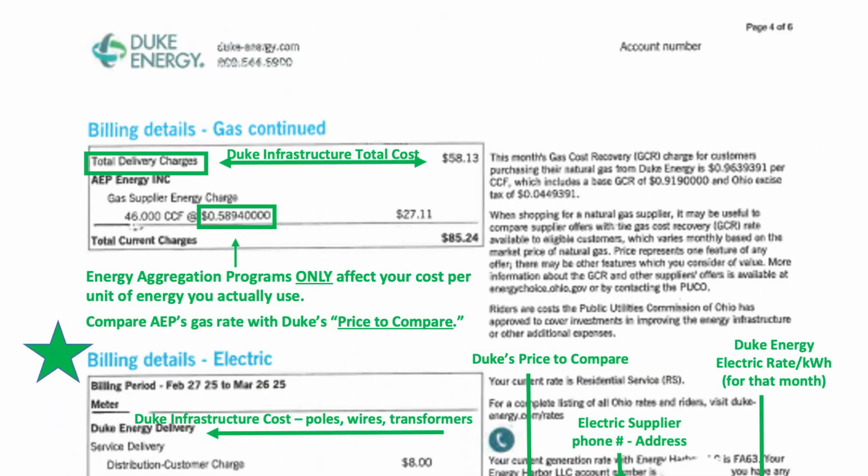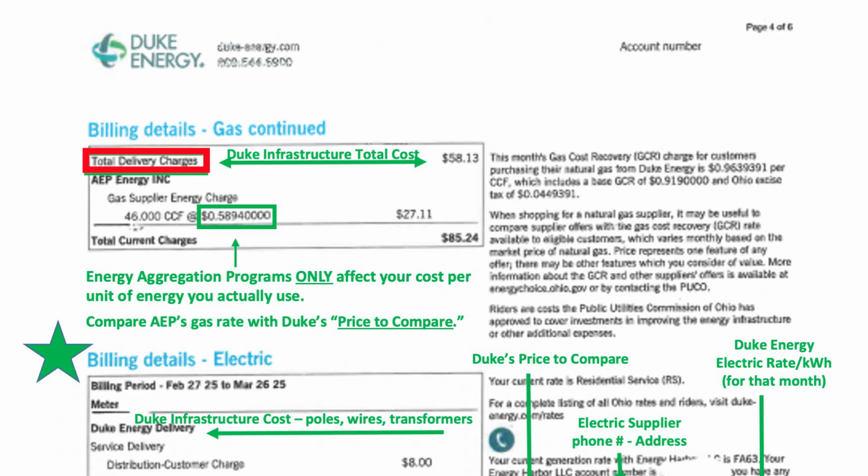So let's turn the page of our bill, and yours might be on the same page. I don't know how it lined up. Let's look at the next section of our bill to see what we're comparing the 91 cents to. It's under Billing Details - Gas, continued. You'll see the total delivery charges. That's those charges that you saw just previously, all added up.